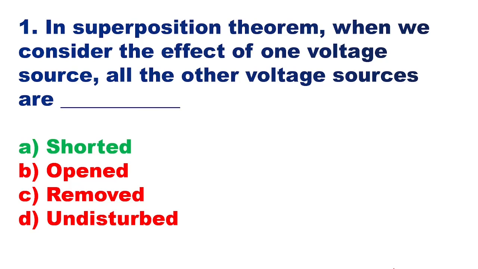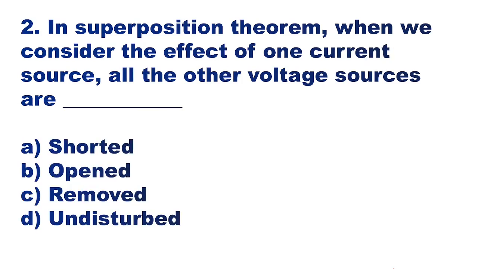Then we'll go to the next question, question number 2 of the same kind. In superposition theorem, when we consider the effect of one current source, all the other voltage sources are dash. Again here it has been asked what we will be doing with all the other voltage sources which we are going to eliminate. So again the answer will be shorted. If you are considering voltage sources to be eliminated, it should be shorted. So again option A is the right answer here, shorted.